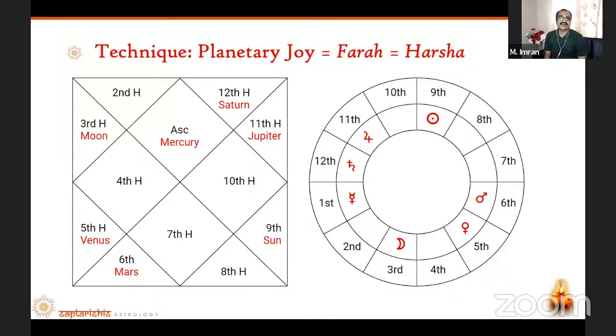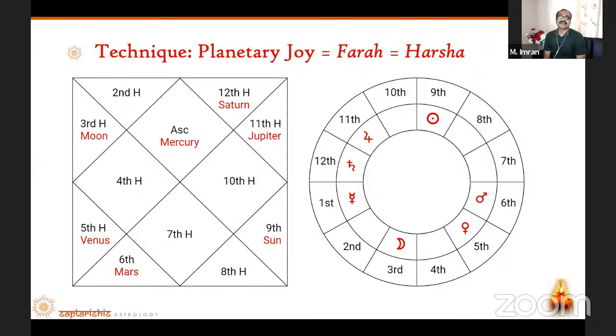Now let's come to the two natural benefics. Jupiter is a natural benefic. Jupiter is assigned the 11th house, the house of joy. If you find Jupiter in the 11th house, it's good, it's great, it's double benefit, because this is the house of joy for Jupiter. On the other hand, Venus is assigned the fifth house. This is the house of joy for Venus. If you find Venus in the fifth house, this is good, this is great.